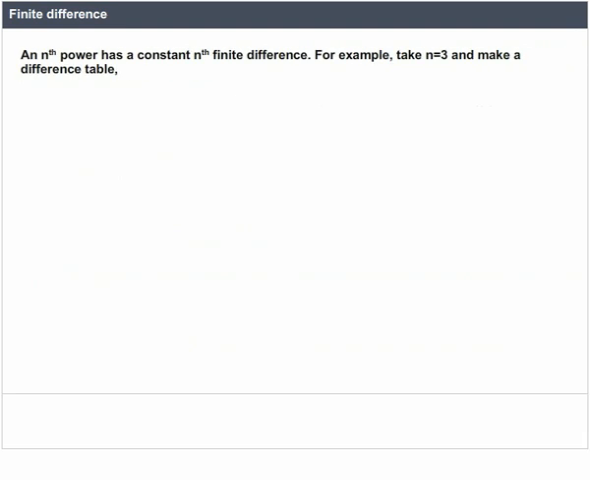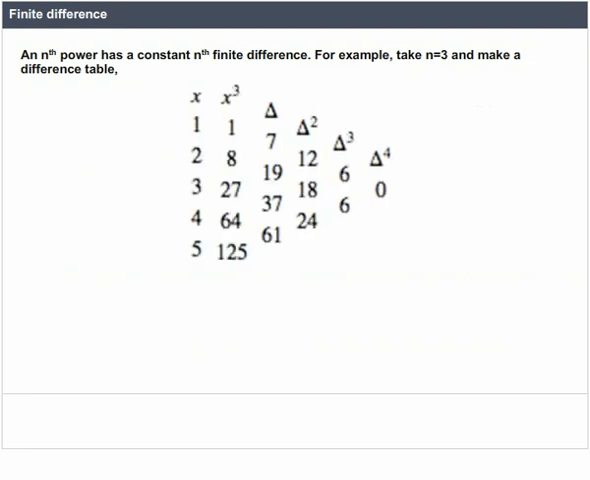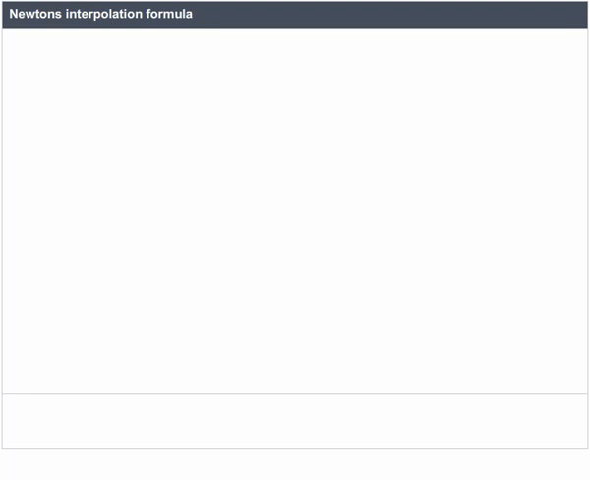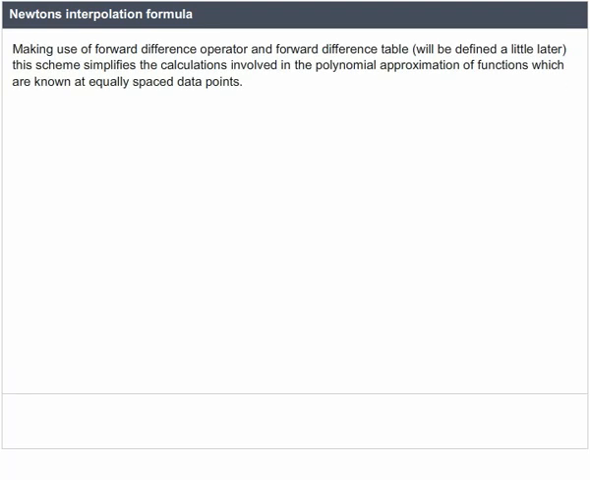For example, take n equal to 3 and make a difference table. Figure: convolution and impulse pair. Newton's interpolation formula, making use of the forward difference operator and forward difference table, will be defined a little later. This scheme simplifies the calculations involved in the polynomial approximation of functions which are known at equally spaced data points.